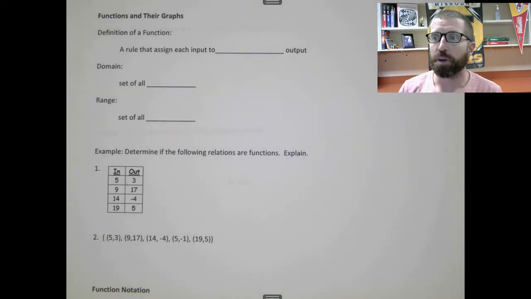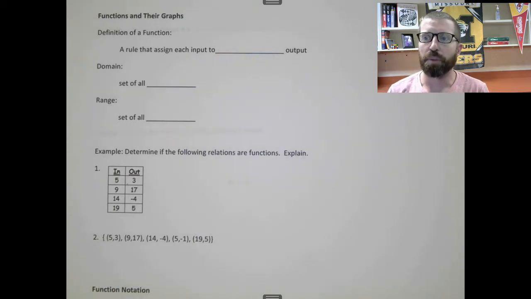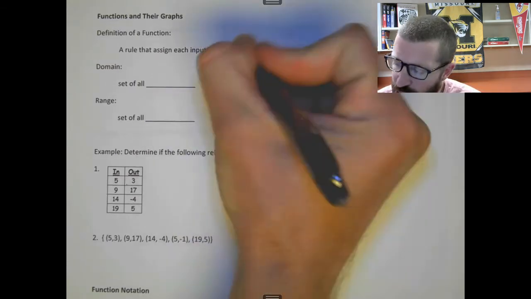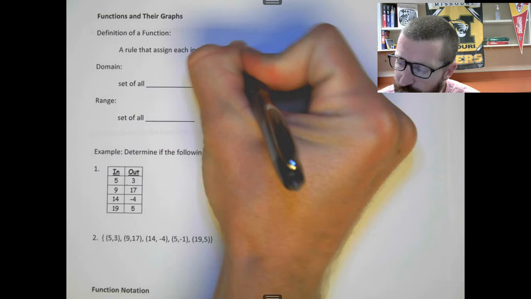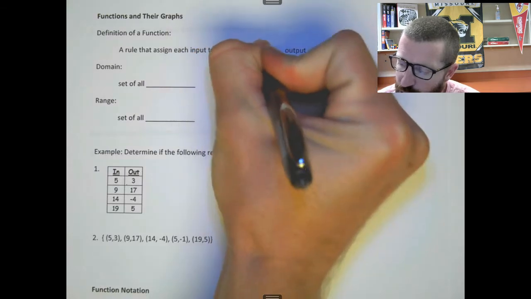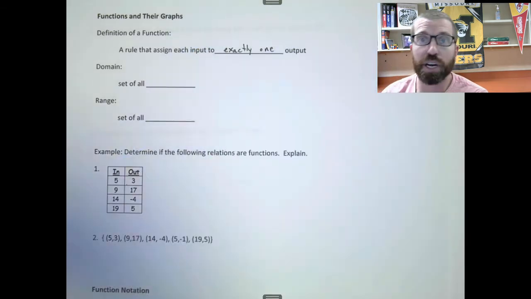In this video, we're going to talk about functions and their graphs. First, we're going to talk quite a bit about functions. So the definition of a function is a rule that assigns each input to exactly one output. So you know exactly what you're going to get. If you put in a value, you get the same value back each time.